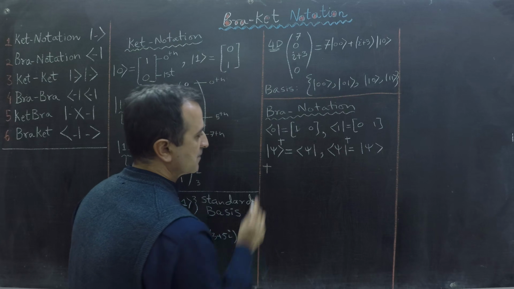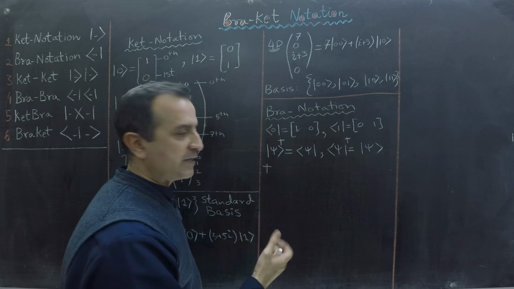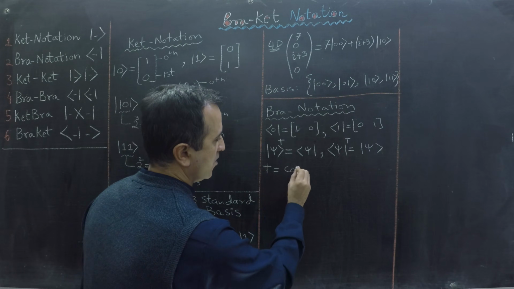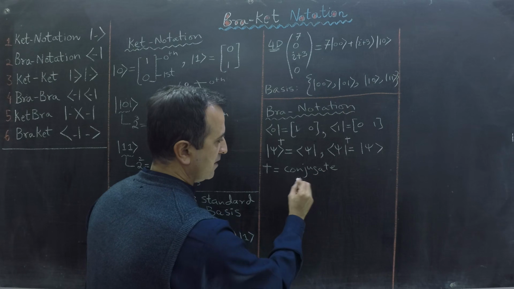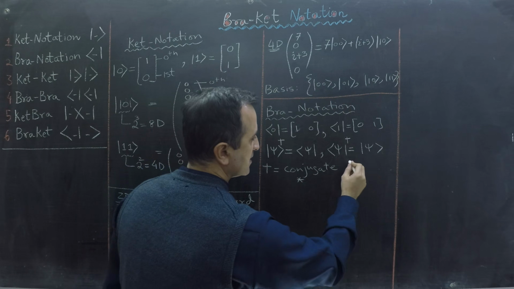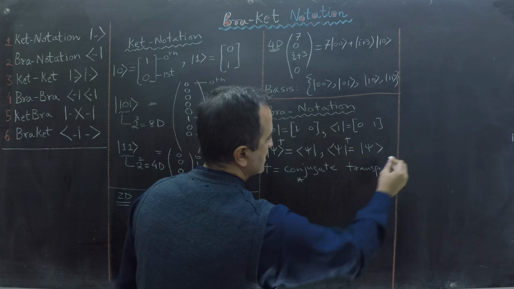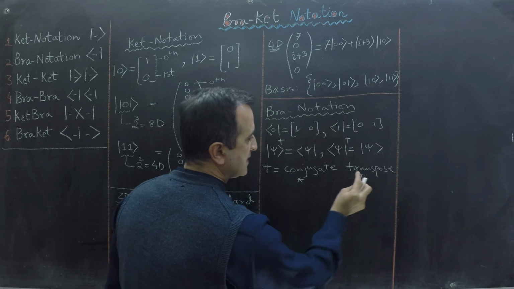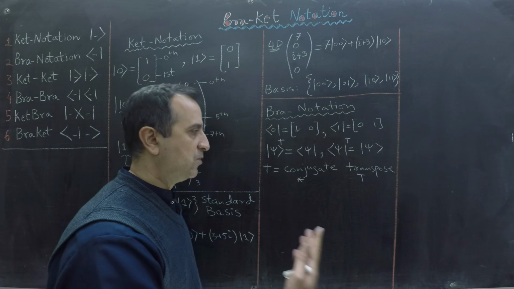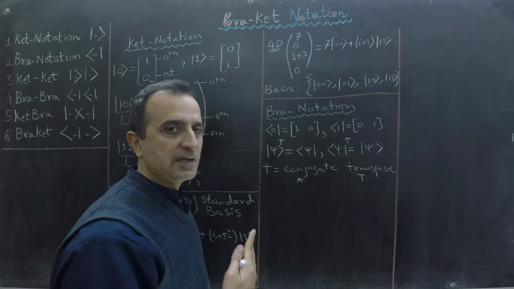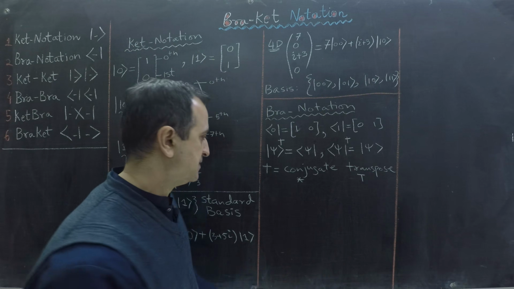The conjugate transpose, represented by this dagger, is composed of two operations. The first operation is obviously conjugate, which is usually represented by a star, and the second operation is transpose, which is usually represented by a T sign. In the conjugate operation, we change the sign of every term having iota, whereas in transpose we convert rows to columns and columns to rows. So let's clarify it with an example.